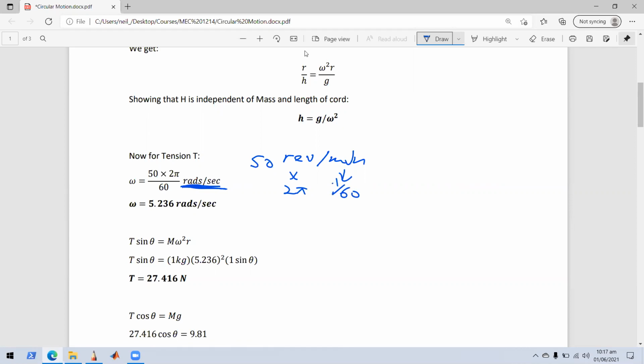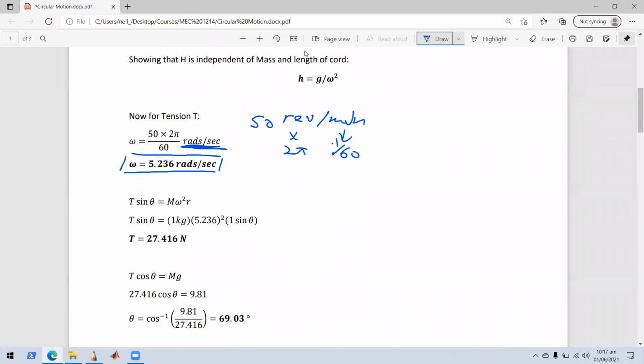Right, so multiply 50 by 2 pi. We have 100 pi divided by 60, which should give us 5.236 radians per second. And this is the same 50 revs per minute, but expressed in radians per second. Now using this with the formulas we already had, we can find tension. Agreed?